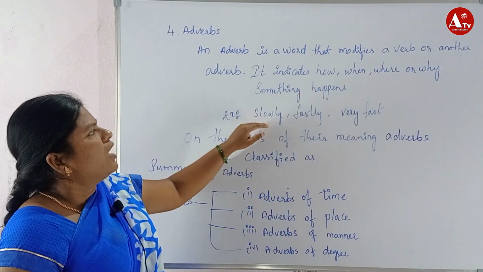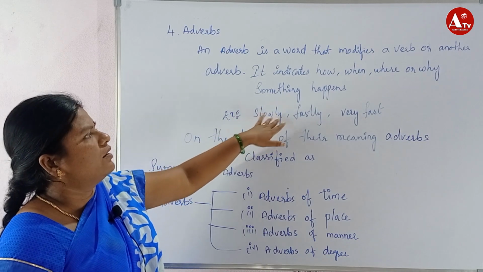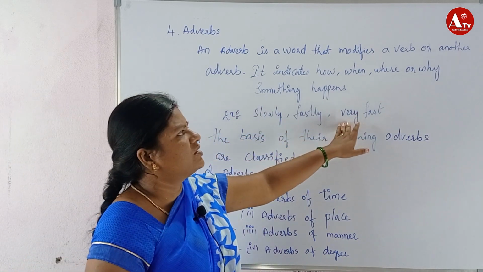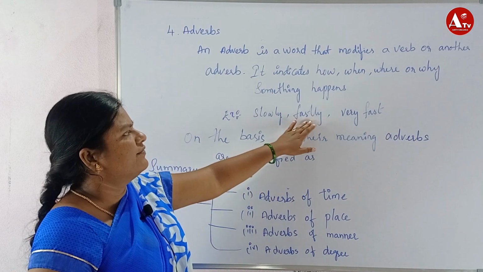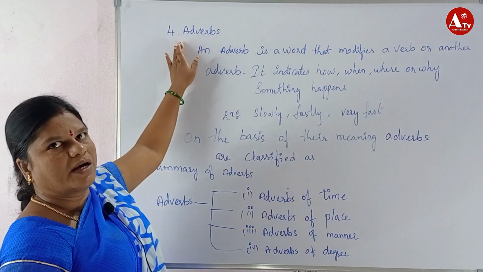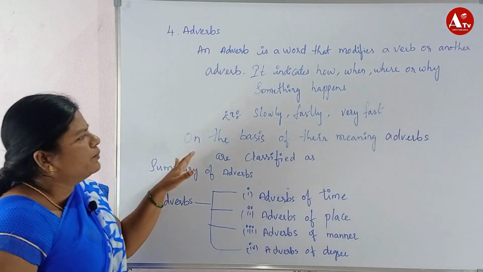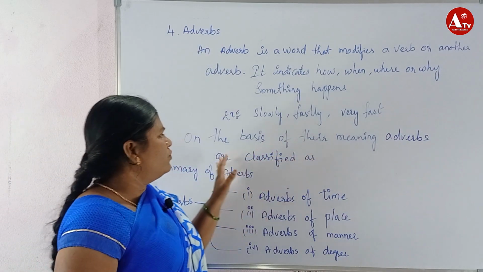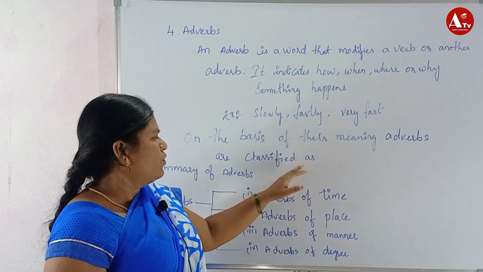For example, how he walks: slowly, fast, very fast. Here slowly, fast, very fast are all examples of adverbs. On the basis of their meaning, adverbs are classified into four types.